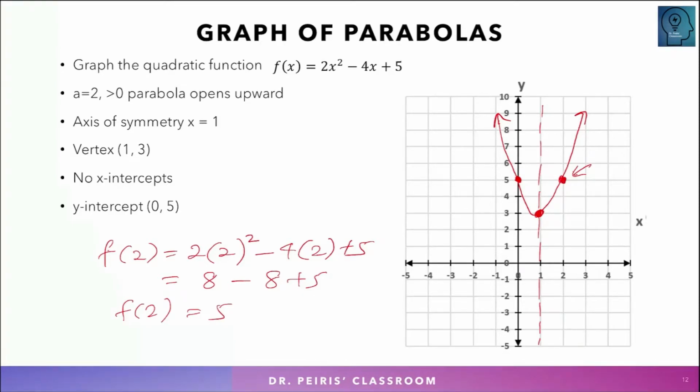So in this case, if you look at the parabola, we see that there are no x-intercepts. So our calculations are correct. There could be some cases where the parabola does not intersect the x-axis.